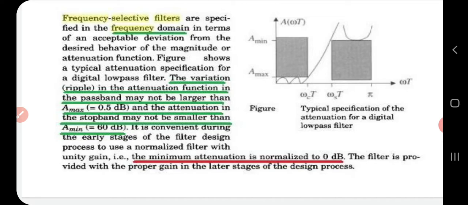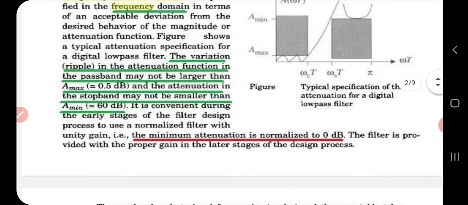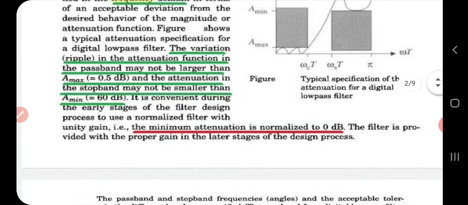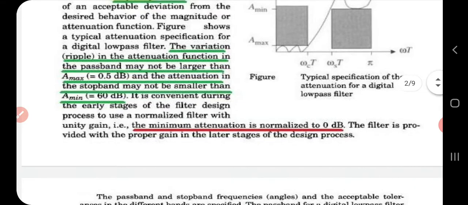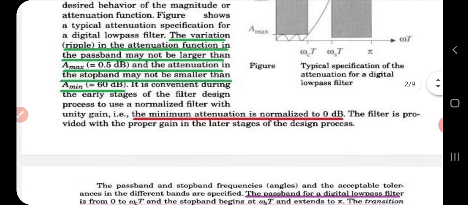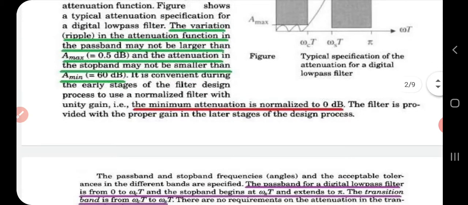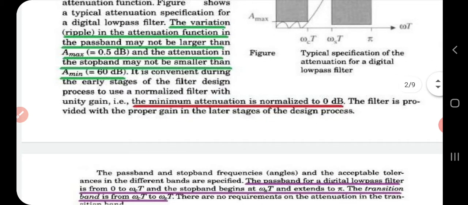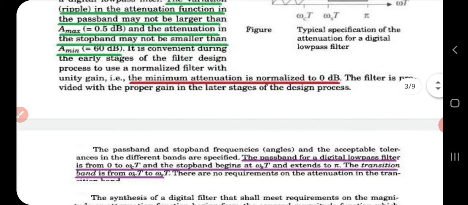So A max and A min, this A actually stands for the attenuation constant. It is convenient during the early stages of the filter design process to use a normalized filter with unity gain, that is, the minimum attenuation is normalized to 0 decibel. That is the specification for an ideal filter. The filter is provided with proper gain in the later stages of the design process.